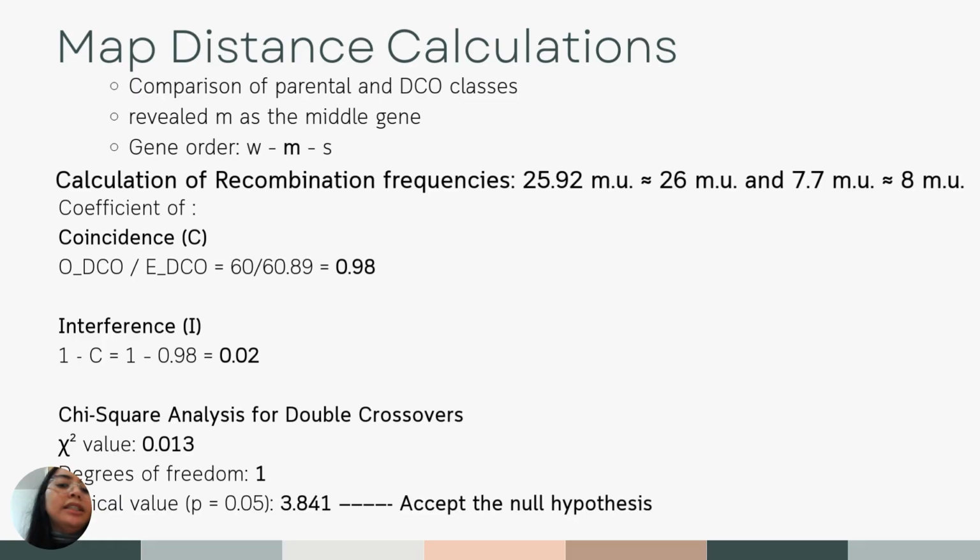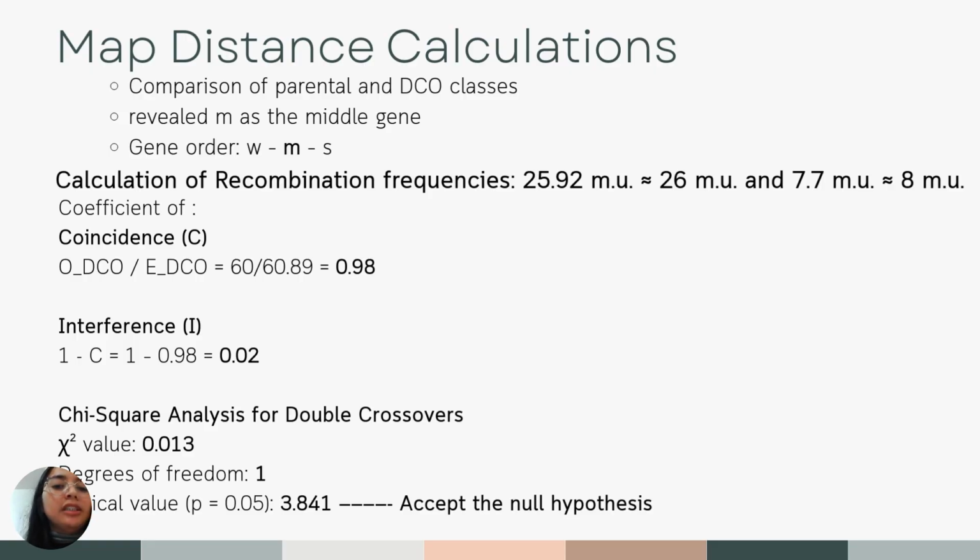Gene order was determined by comparing parental phenotypes with double crossover phenotypes. In a double crossover, only the middle gene differs from the parental arrangement. This comparison identified miniature as the middle gene, establishing the gene order as white, miniature, and sable.